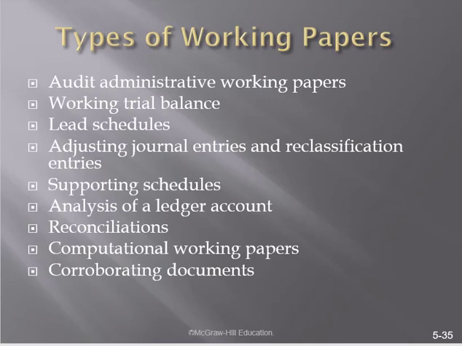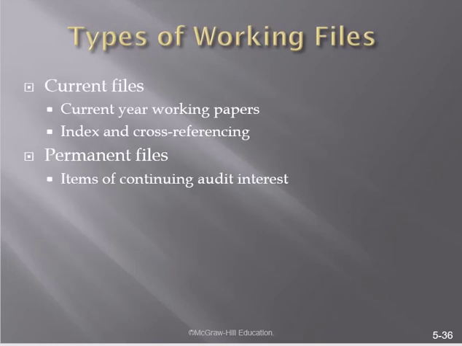So, the types of working papers. You have audit administrative working papers, working trial balance, lead schedules, adjusting journal entries and reclassification entries, supporting schedules, analysis of ledger accounts, reconciliations, computational working papers, and corroborating documents. As for the types of working files that auditors keep, they have current files and permanent files. The current files are the current year working papers, index and cross-referencing system. And permanent files are items of continued audit interest on a particular client.